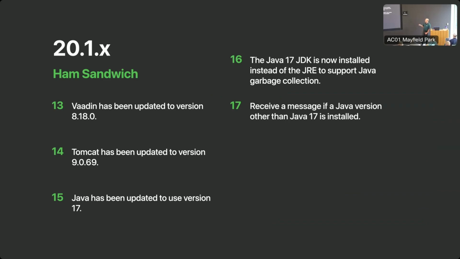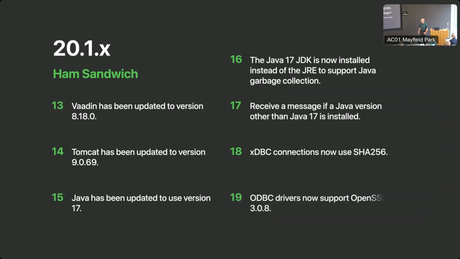And then you also receive a message if the Java version is anything other than Java 17, like if you've done an in-place install of an older version of FileMaker. You'll get this warning saying, hey, the version of Java here is not right, which is nice that they're pointing that out. The XDBC connections now use SHA 256. And also the ODBC drivers now support OpenSSL 3.08.